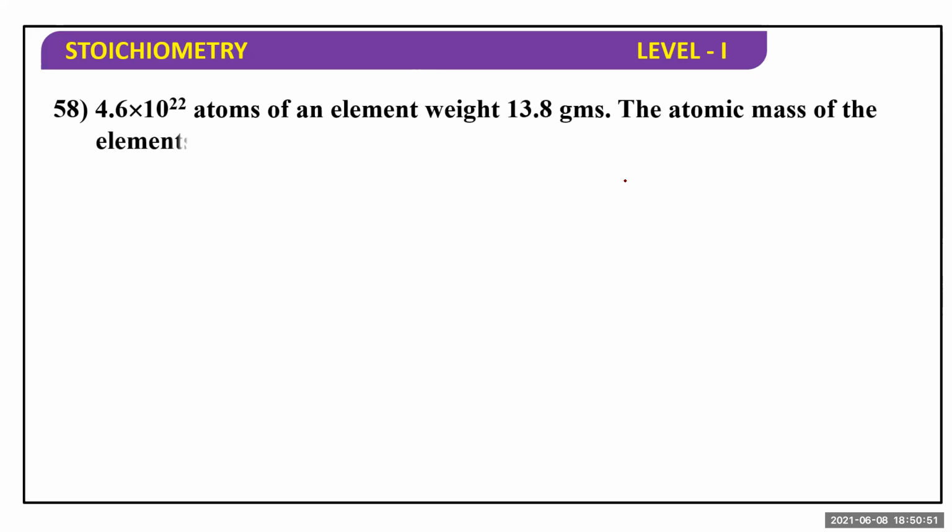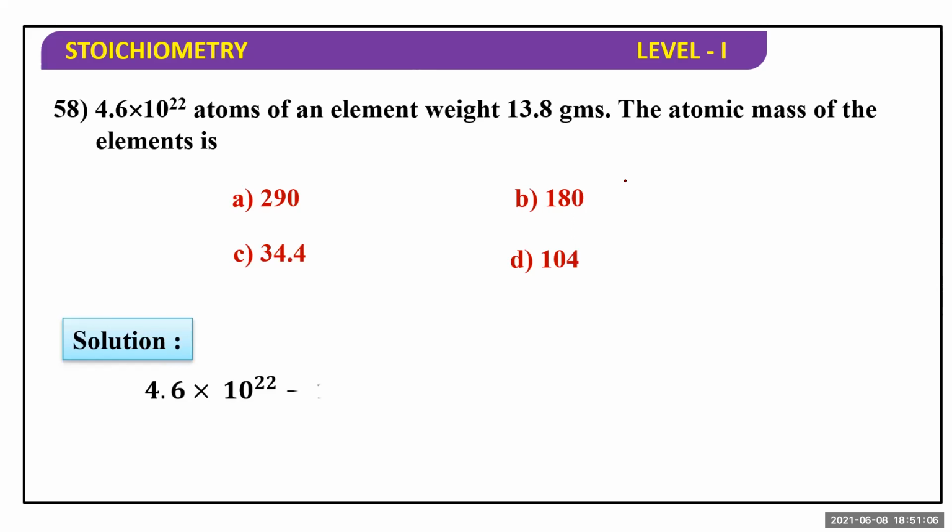Next question. 4.6 into 10 to the power 22 atoms of an element weigh 13.8 grams. The atomic mass of the element is, which one is that? 4.6 into 10 to the power 22 atoms equal 13.8 gram. Then the Avogadro number of atoms equals 180 gram.